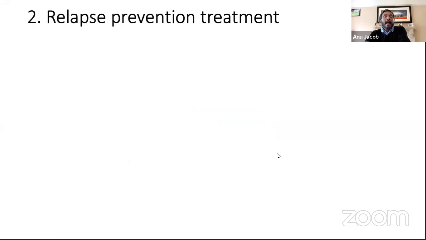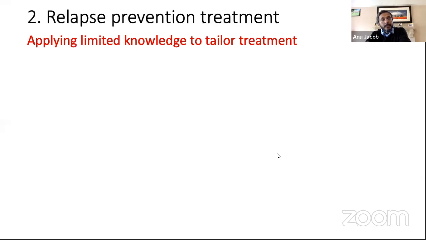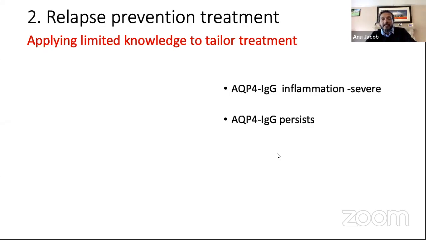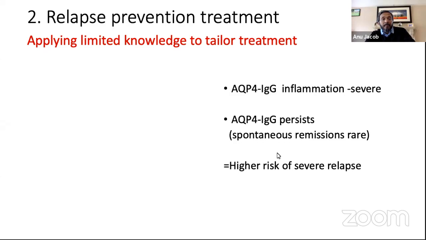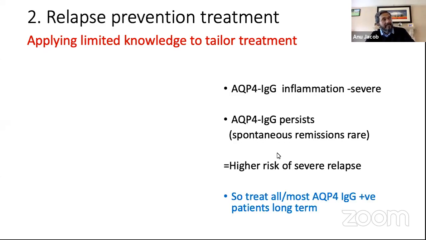So how do we prevent relapses? We're trying to apply limited knowledge to tailor treatment. When you compare to AQP4 NMOSD, we think the inflammation is severe. The antibody persists in AQP4 NMOSD. Even at low levels, it can cause relapses, and spontaneous remissions are quite rare. And overall, there's a higher risk of severe relapse. So we all treat almost everyone with long-term immunotherapy.